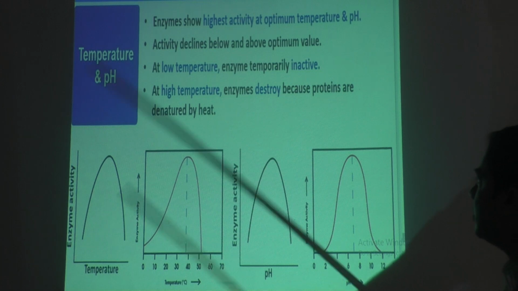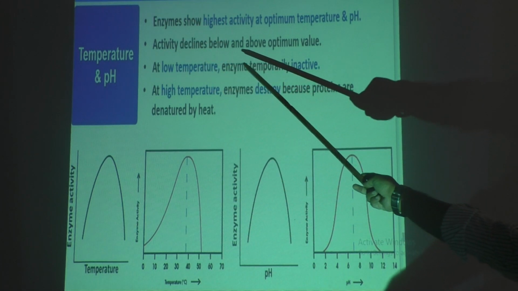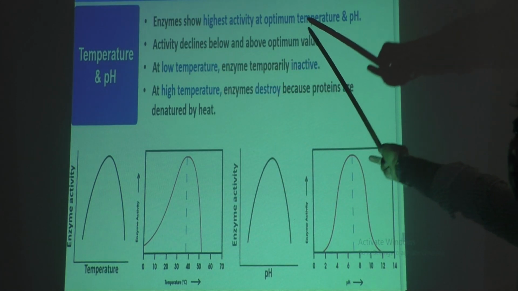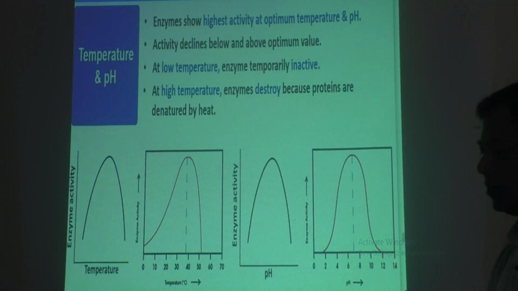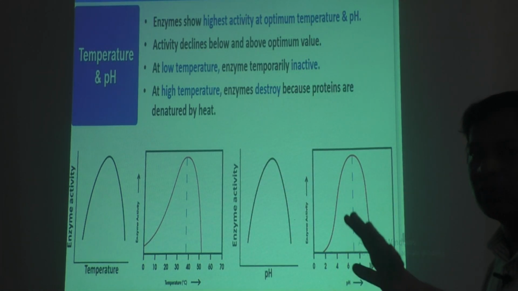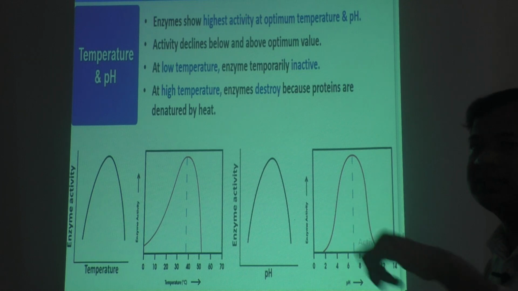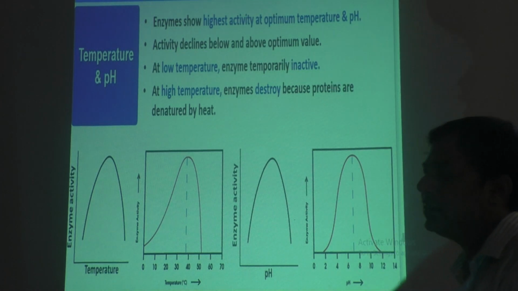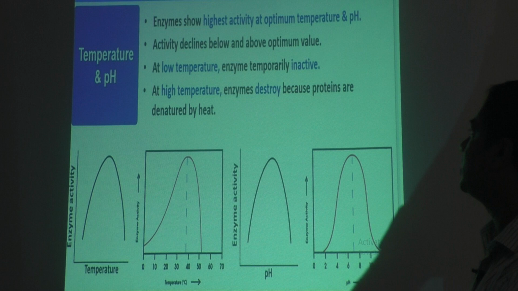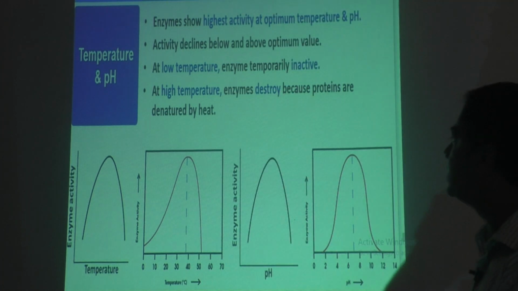So activity declines below and above the optimum value. That means whatever temperature or pH is required for the enzyme, if it is less than that or more than that, it will disturb enzyme activity, or enzyme activity decreases.